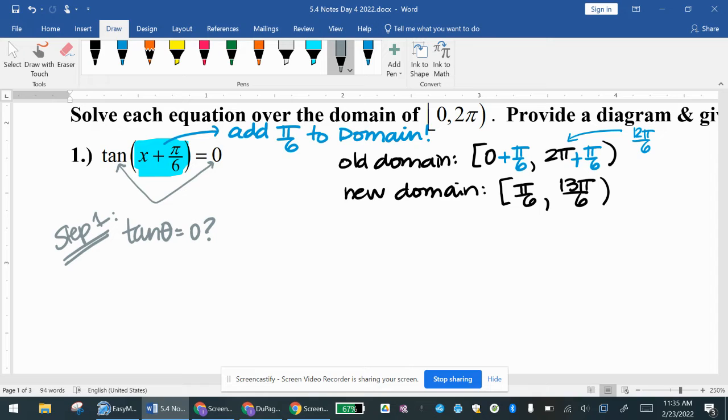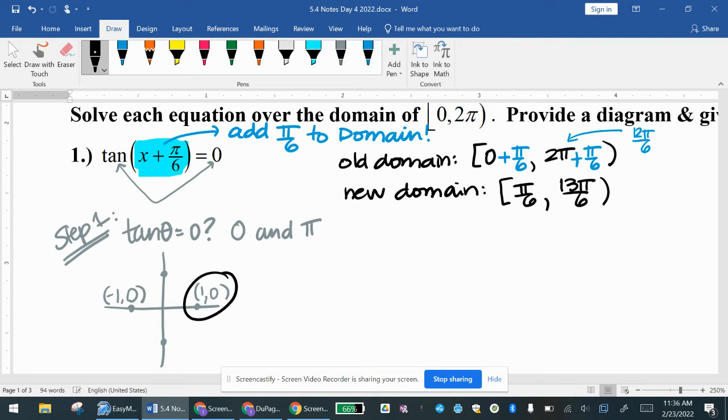And if none of those work, then you're going to ask yourself, okay, which quadrantal angle could it be? Since you want tangent, which is y over x, to be 0, then it has to be this one or this one. Now, when you're answering this step 1, this first part of the question, you're dealing with just the regular domain. Notice this equation had nothing to do with x plus pi over 6. We're kind of ignoring that for now. So right now, between 0 and 2 pi, the answers of what angle has a tangent of 0 are 0 and pi, which are this one and this one.